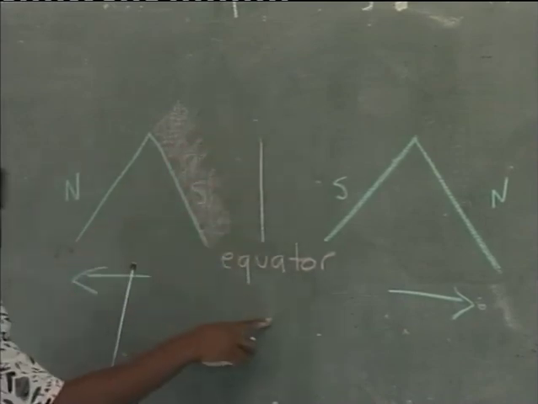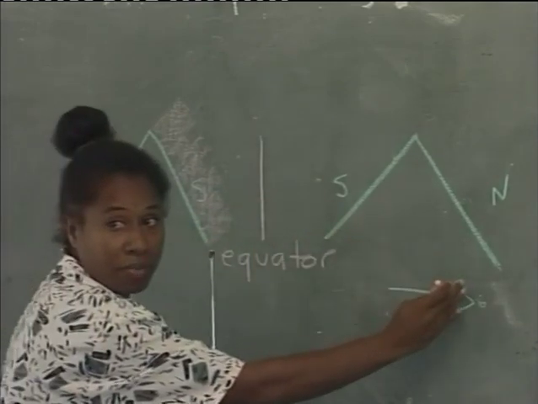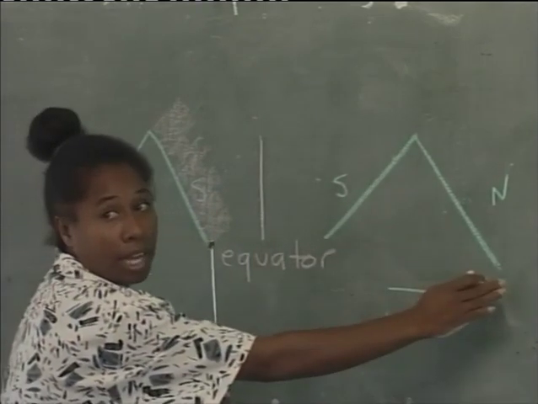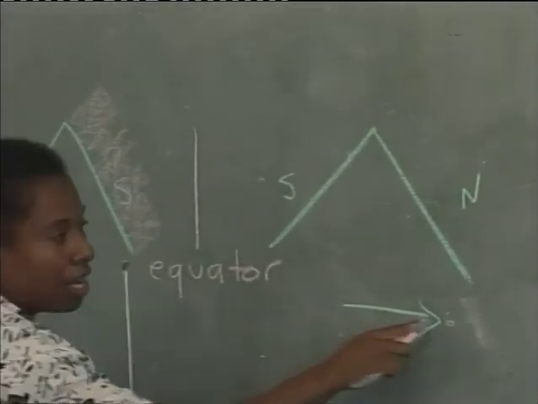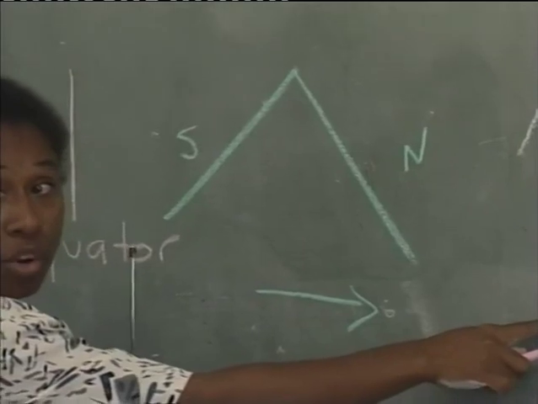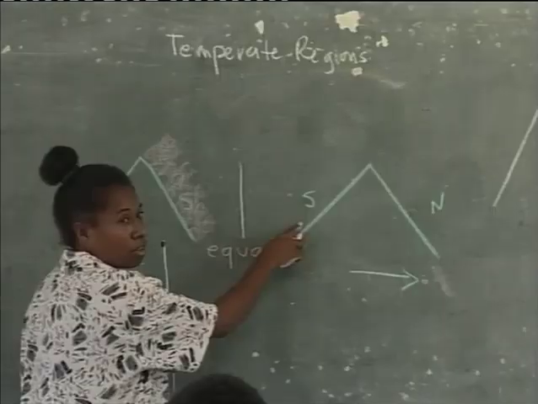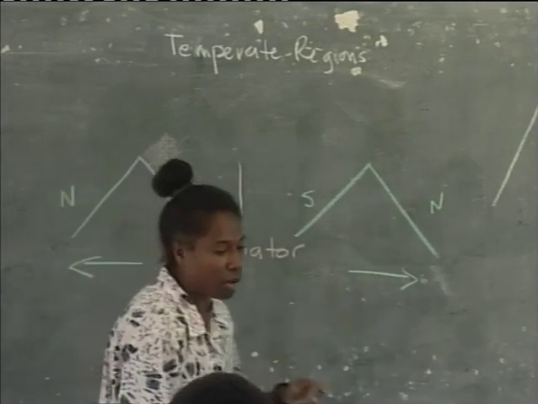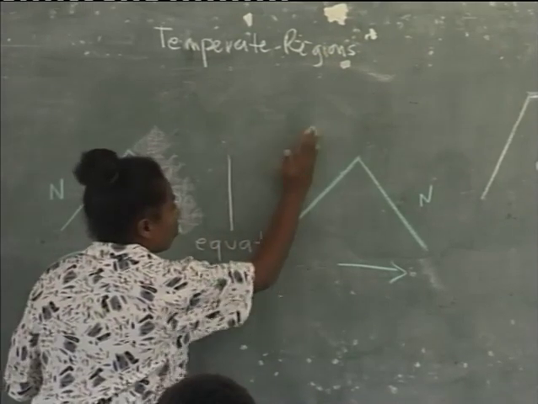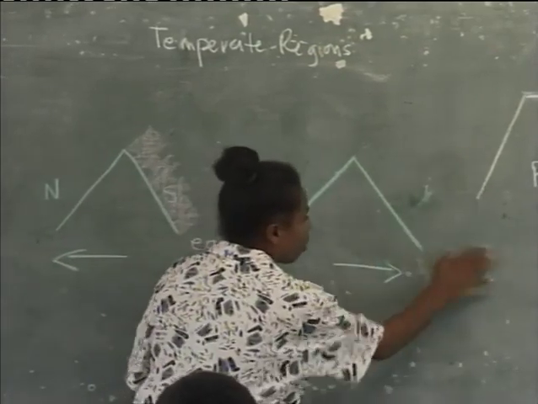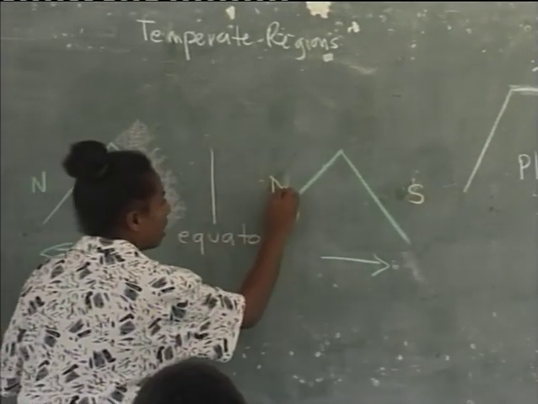Now we come to the southern hemisphere. Here's the equator separating the northern hemisphere from the southern hemisphere. We have a mountain here in the southern hemisphere. The areas going towards the South Pole will be the south, and the areas coming towards the equator will be the north. Sorry, I had it the other way around at first.